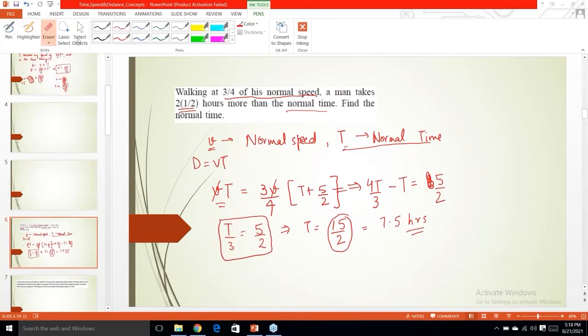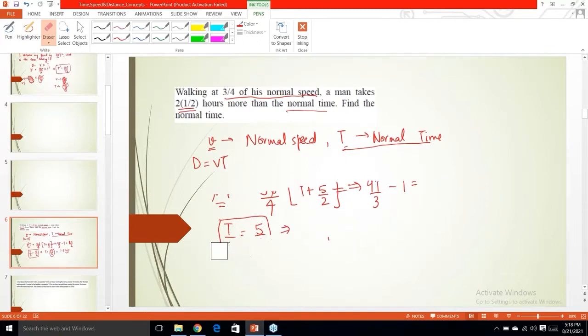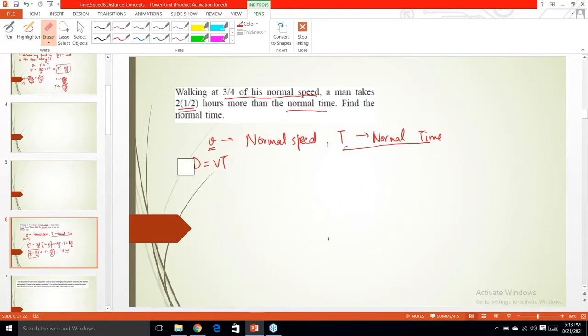Yes, boat stream problems are also common in CAT, but for today we are not going to discuss that. Okay, I'll just remove this. I'll use the second method now, which I would recommend you should use, which is very, very fast.